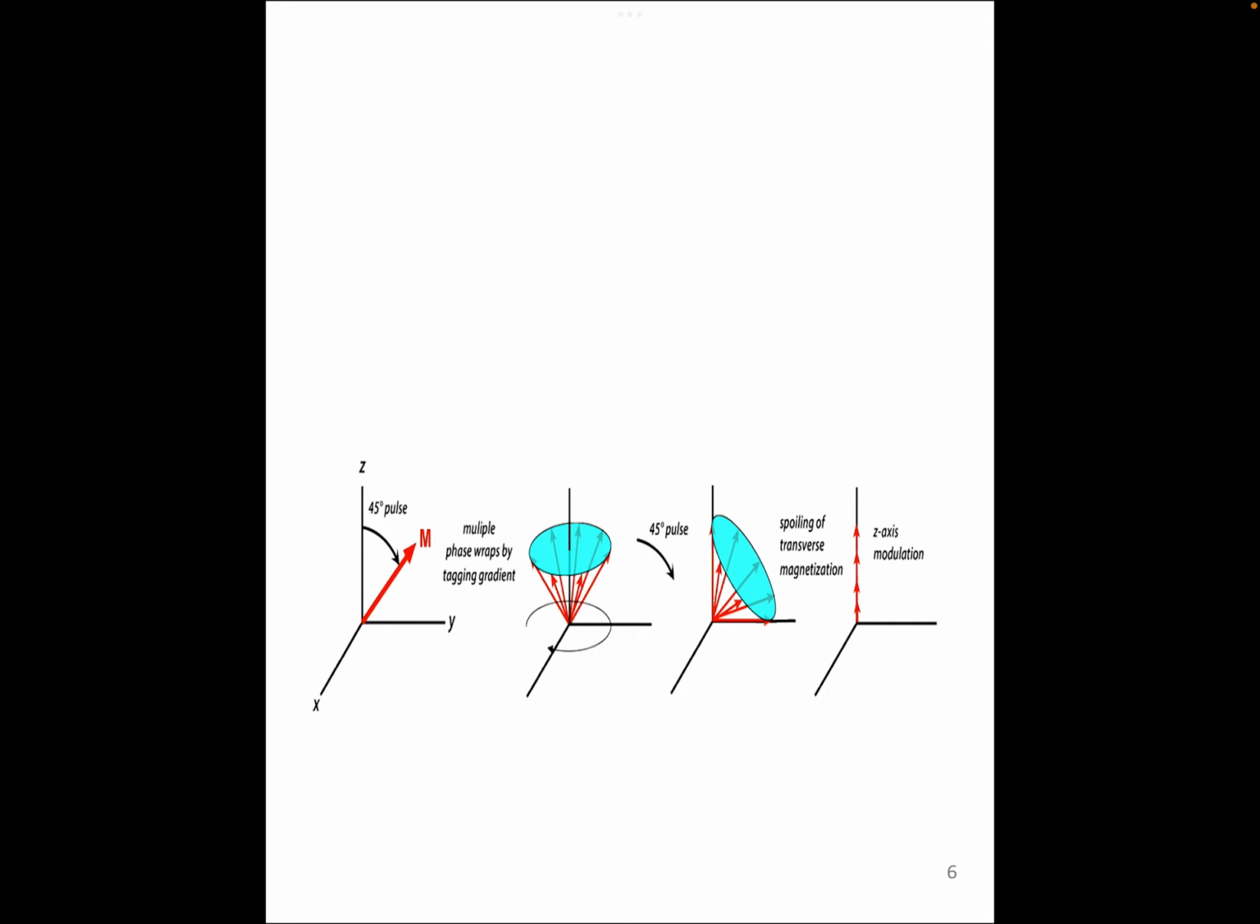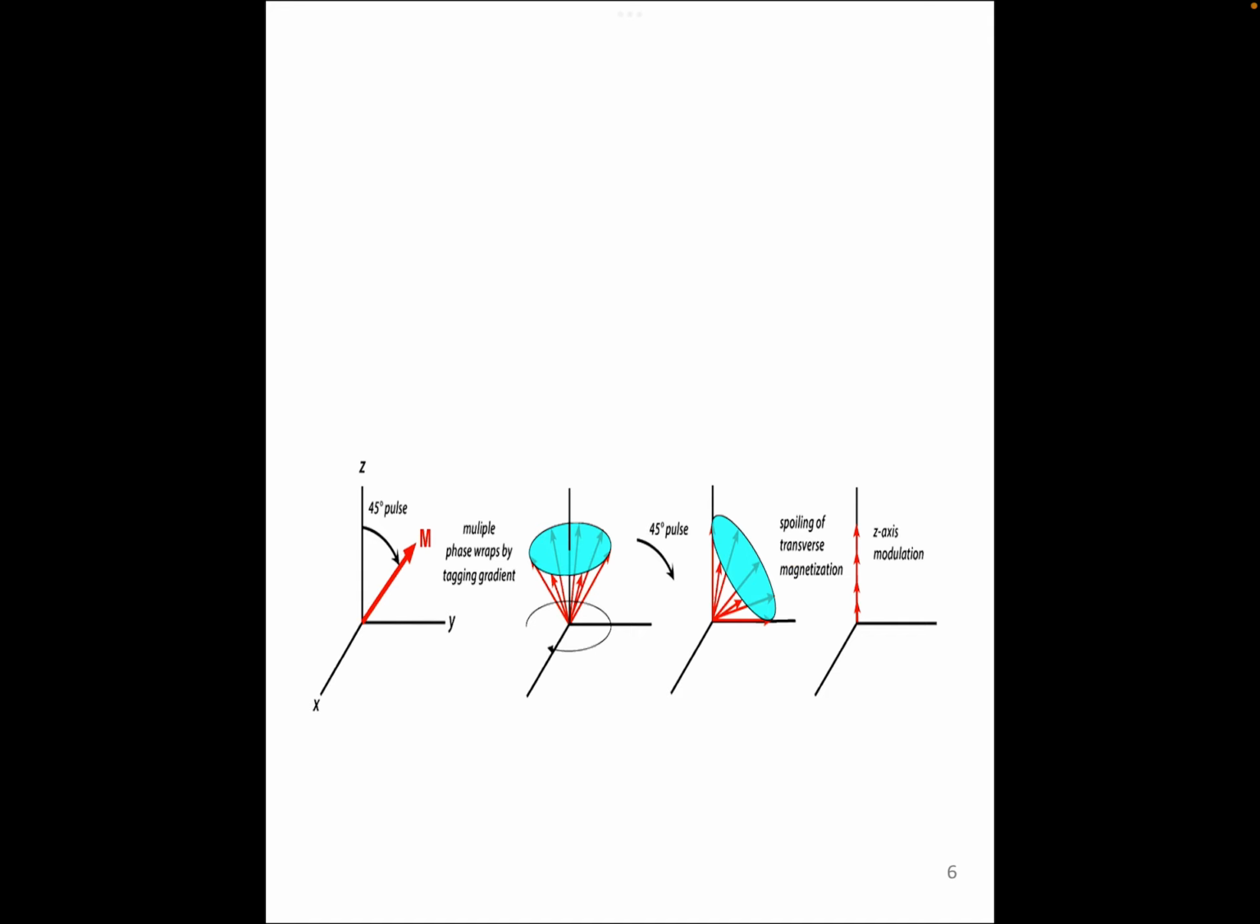Here, in the picture, the magnetization M of the myocardium is in steady state equilibrium, directed along the z-axis. The first 45 degree tagging pulse rotates M in the YZ plane.